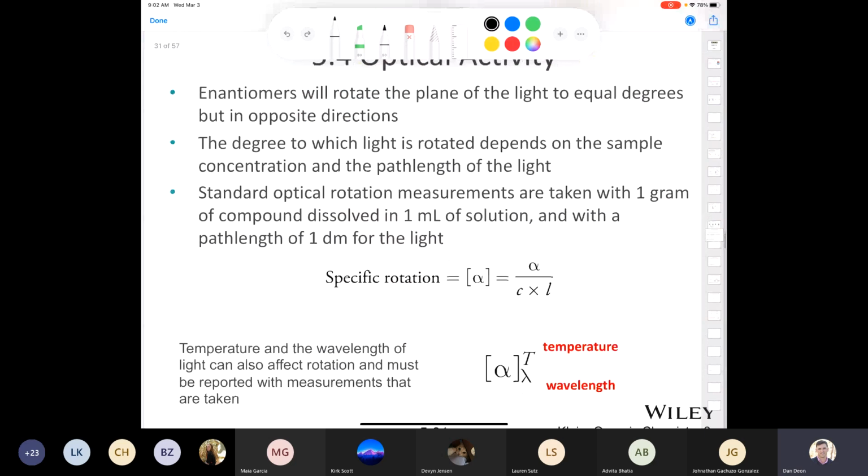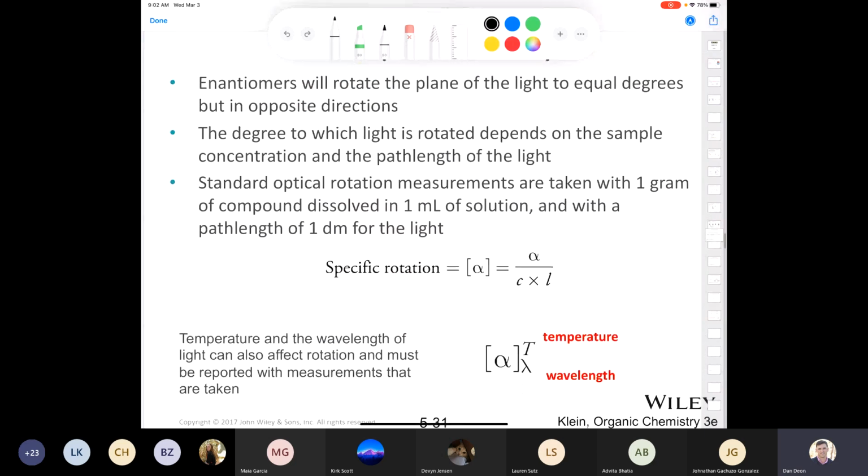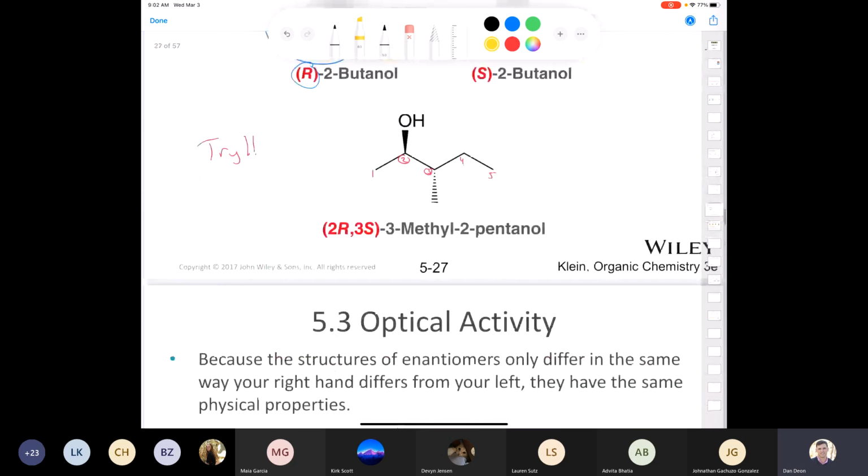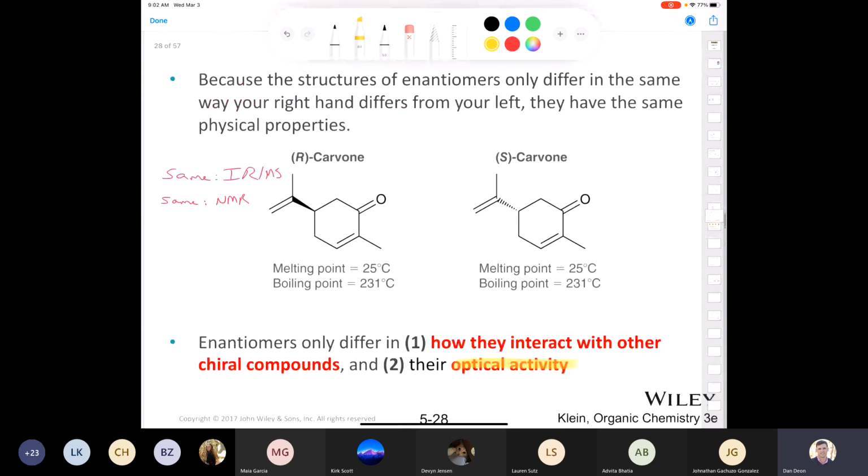So what you really need to know for this class, and this will probably come up on your final exam, is that enantiomers are going to rotate plane polarized light to equal degrees, but in opposite directions. Okay? Let me back up and let's look at two enantiomers. If you look at these two enantiomers, R carvone and S carvone, I really don't know what their optical rotation is off the top of my head whatsoever, but I'll just make up a number.